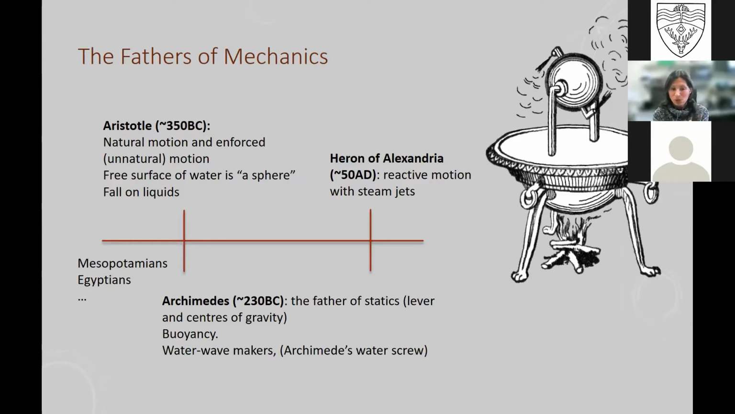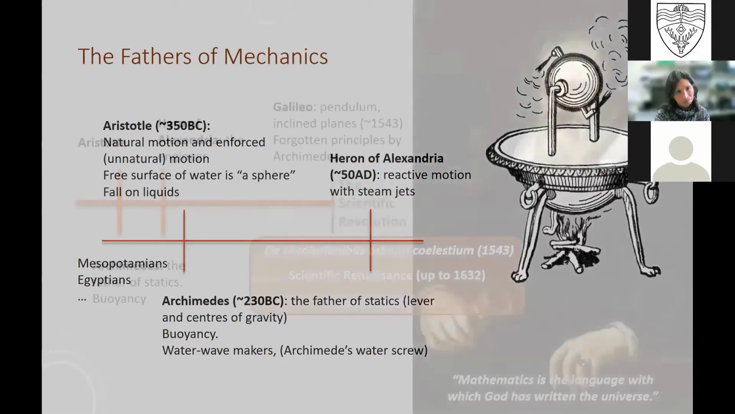And then we jump to Archimedes a bit later. We consider him the father of statics. So that is when bodies are not moving, basically. And you may know him especially because of buoyancy. So again, he did quite a lot of things on fluid mechanics. And then we have a great engineer of the time, Hieron of Alexandria. Also did pretty cool stuff with steam mostly.